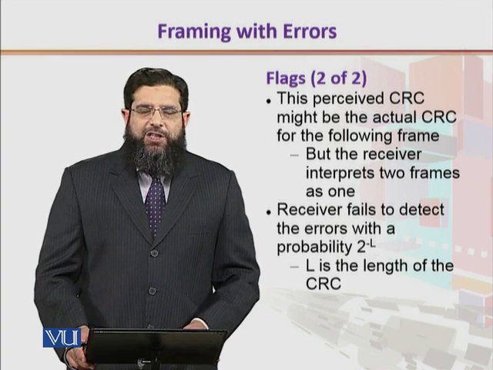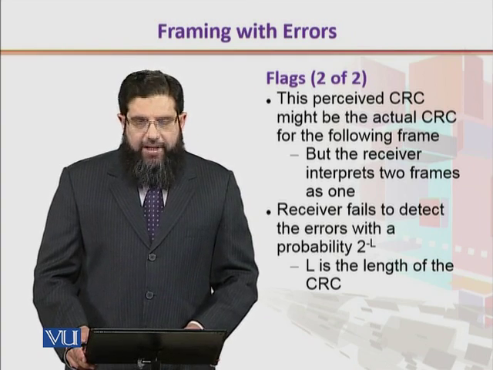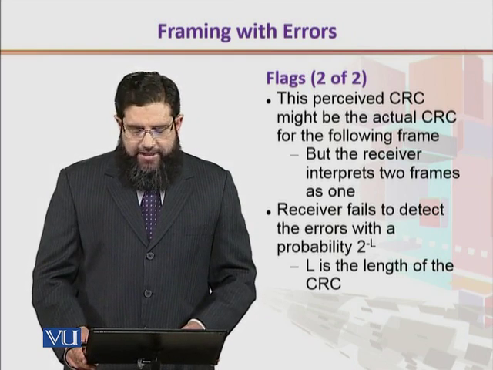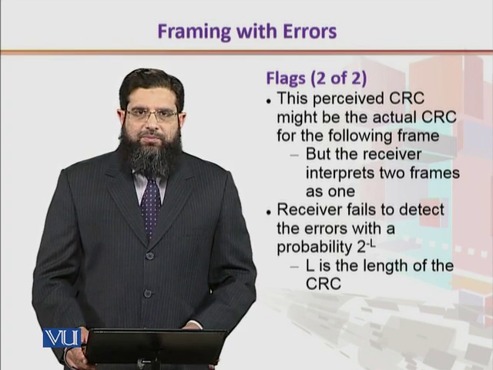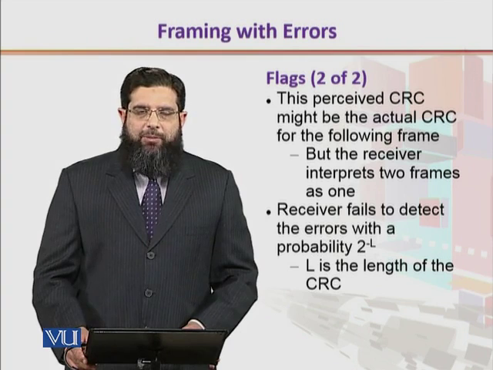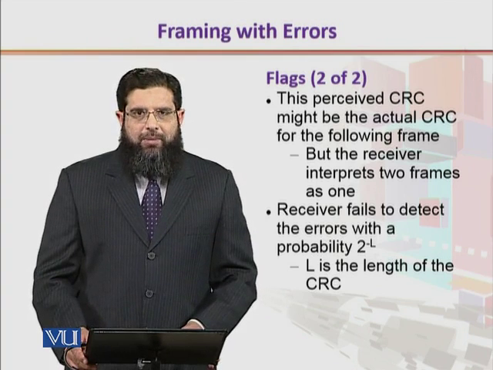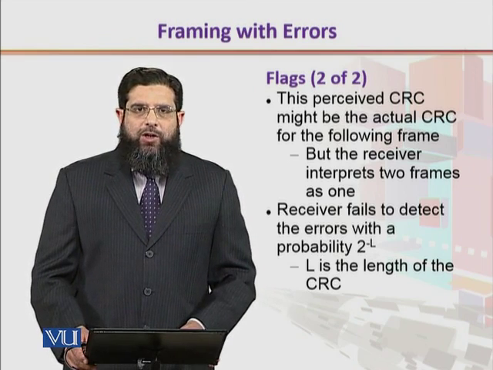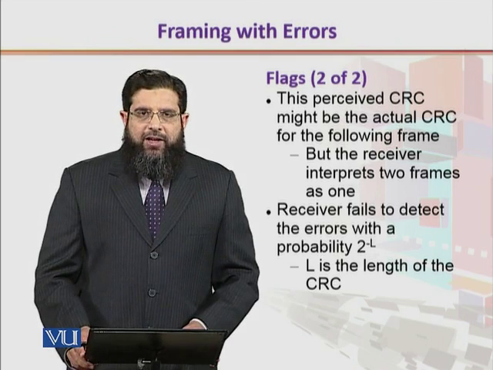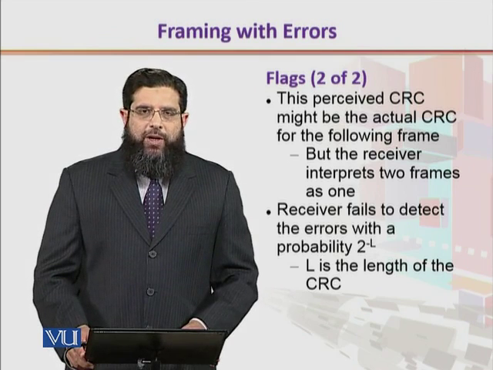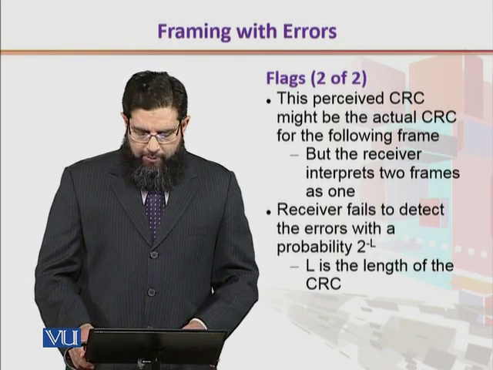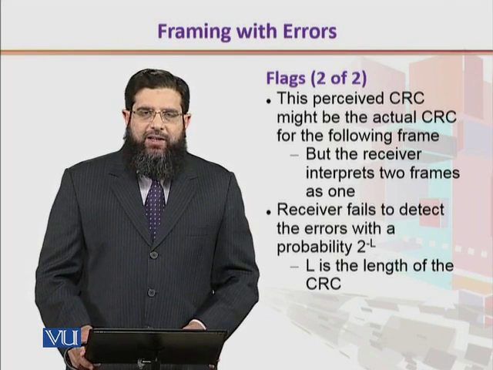The problem is exaggerated because now the receiver not only misinterprets 2 frames as 1, but also fails to detect that the error has taken place. An interesting relationship can be mathematically formulated as 2 to the power minus L, where L is the length of the CRC. So the likelihood of error increases when we have fewer bits in the checksum or the CRC. With an increased checksum, we see that the probability that an error goes undetected is reduced.